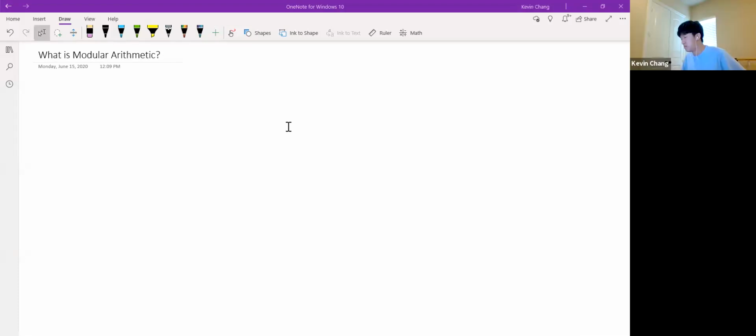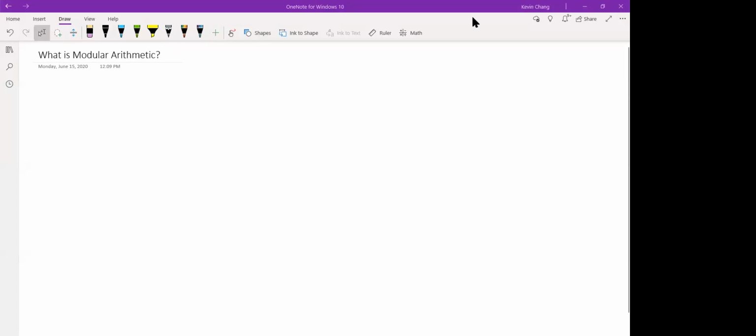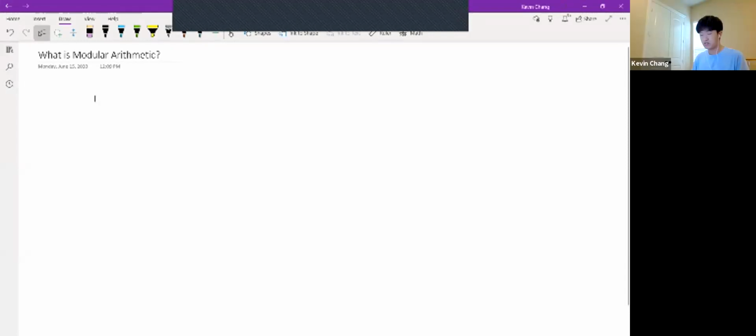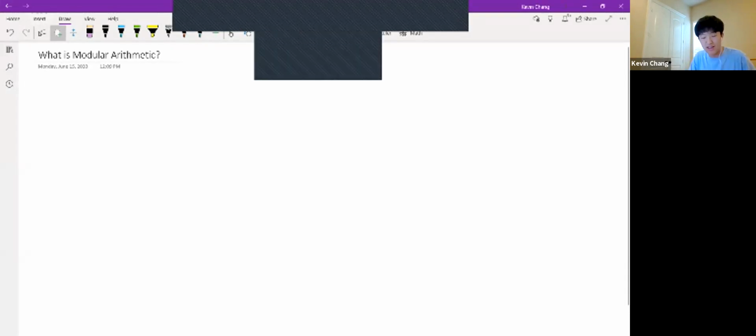Okay. So today's class will be an introduction to modular arithmetic. So what is modular arithmetic? Modular arithmetic is a form of math in which we don't use an ordinary equal sign for our equations.